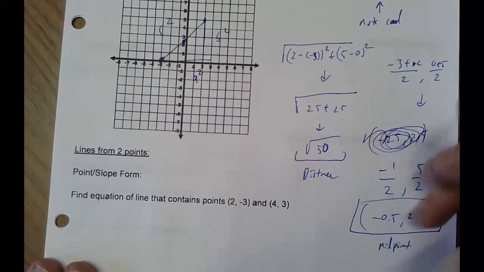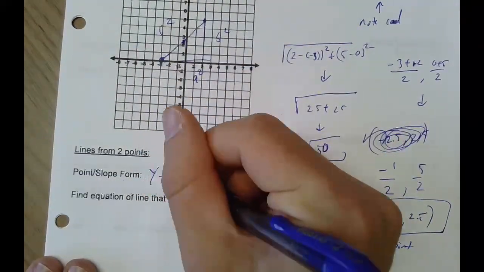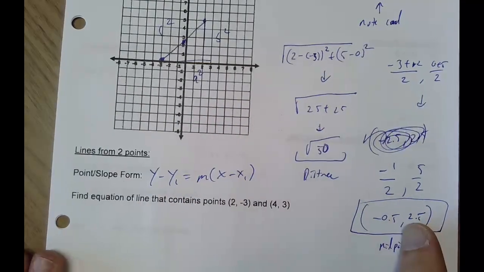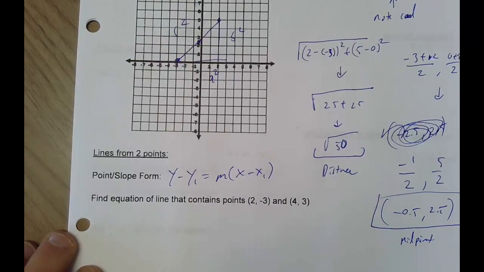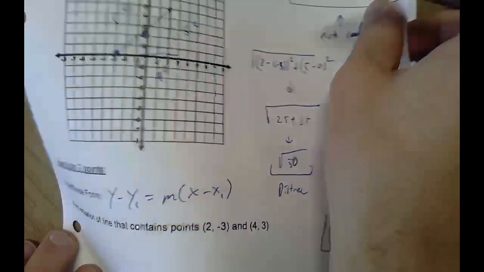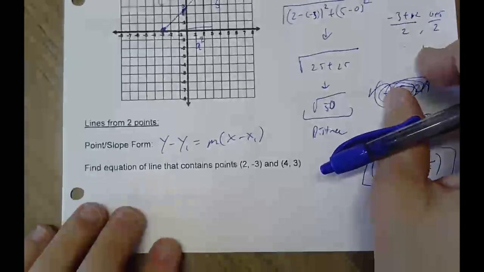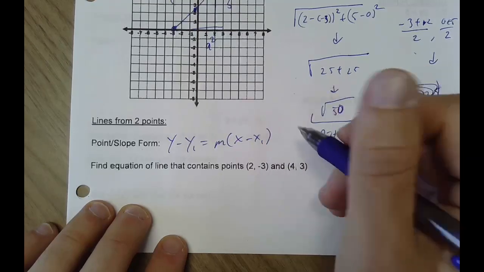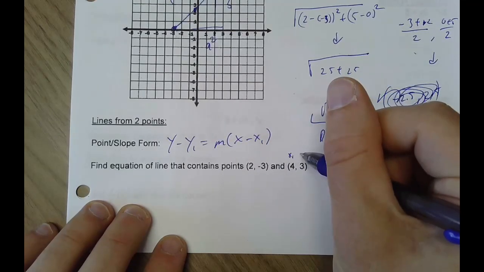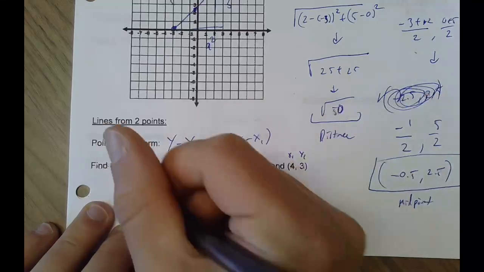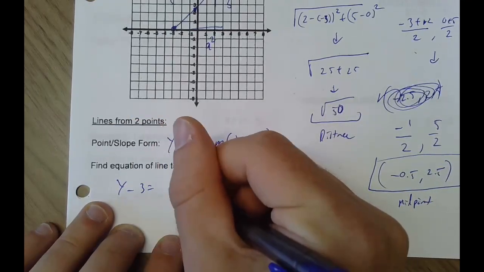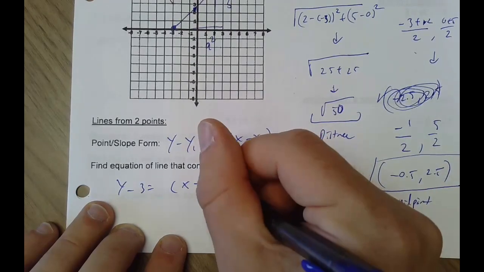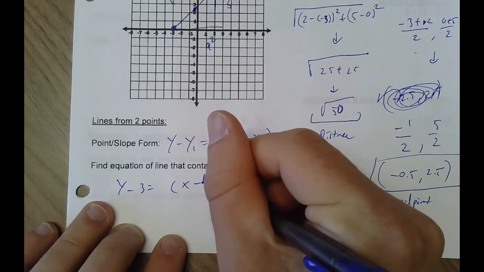Okay, point slope form. Really important to know this. y minus y1 equals m times x minus x1. So to find the equation of a line that contains these 2 points, we can use this equation to make this easier. We can make either one of these x1 or y1. Let's just do this. And so we're going to do y minus 3 equals m times x minus 4. That's our x1.